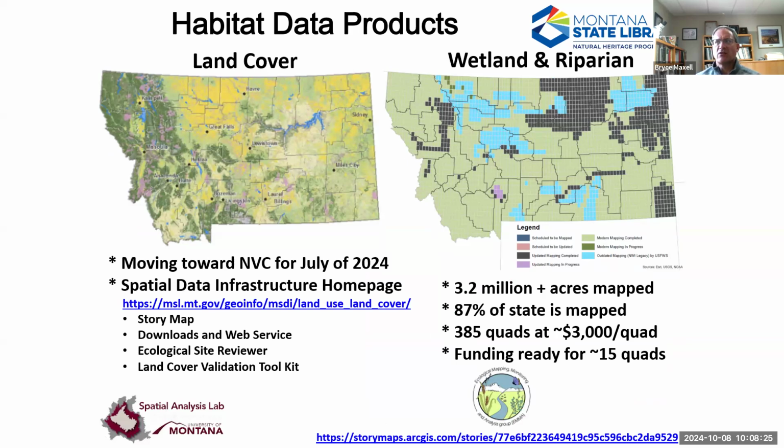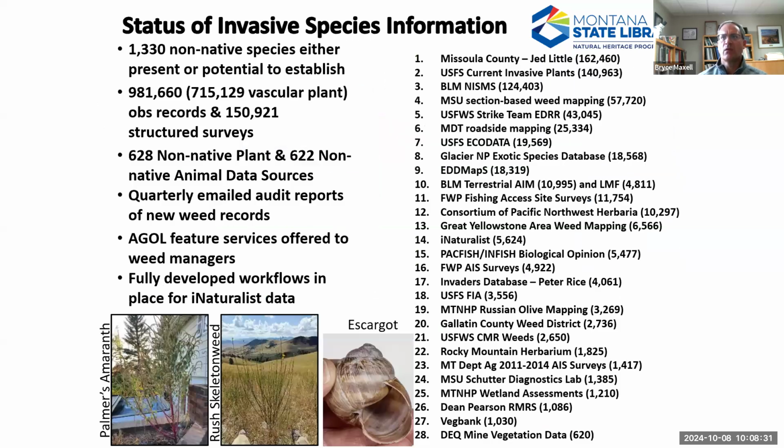The blue areas are still lacking this National Wetland Inventory mapping, and we are slowly chipping away at that. For invasive species, over the last 7 years now, we have managed information on invasive species. We now have over 1,300 non-native species that are either present in the state, documented, or have strong potential to become established in the state.